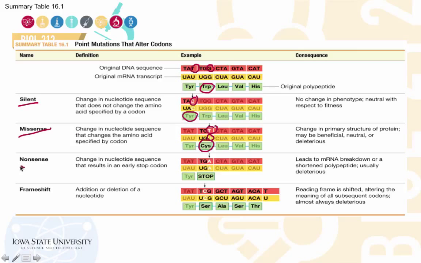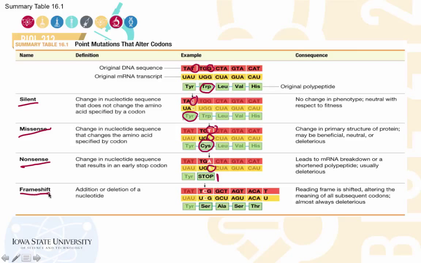A third kind of mutation, called the nonsense mutation, results in a change in the mRNA sequence such that the codon now becomes a stop codon and leads to an early truncation of the protein. This may lead to the mRNA becoming unstable and breaking down, or a shortened polypeptide as shown in this image. A shorter protein is not going to be able to perform its role in the cell well. Hence, these mutations are most often harmful to an organism's health.